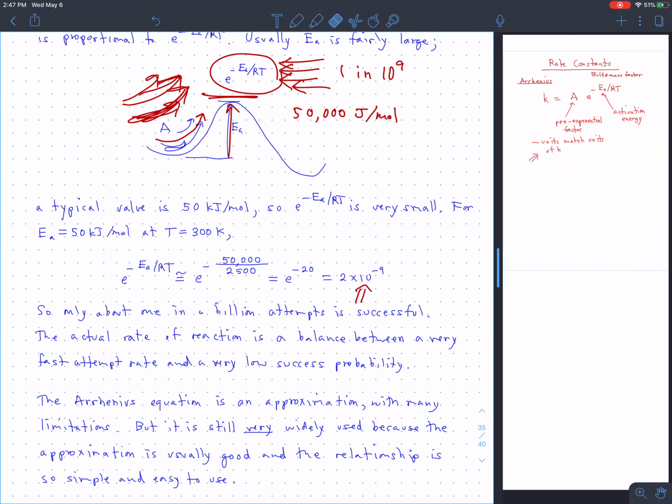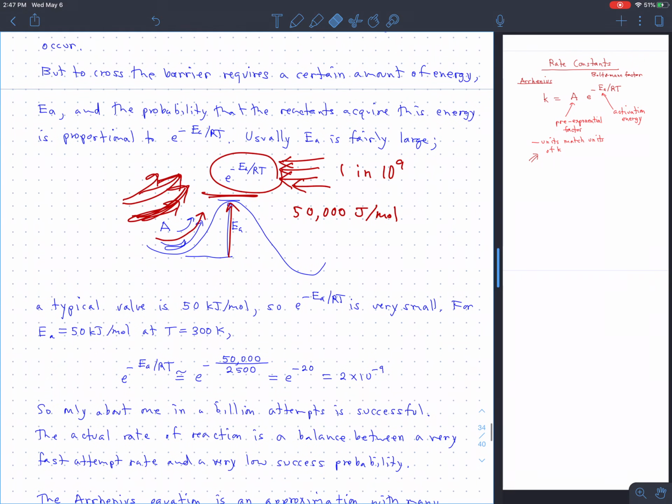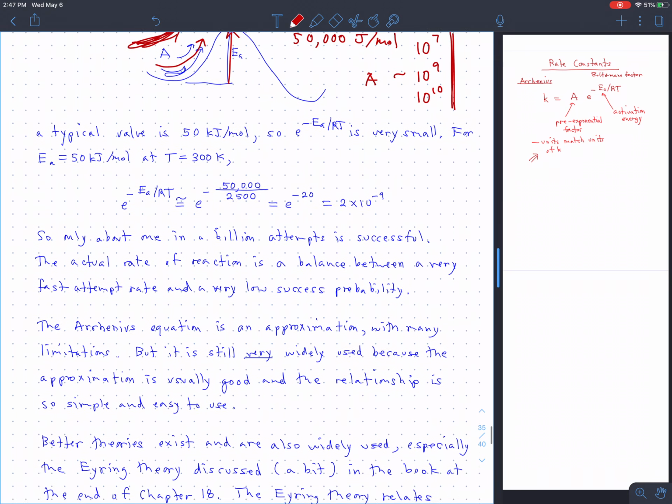All right, so a typical value for the pre-exponential factor A is typically on the order of 10 to the 9th itself, or even 10 to the 10, or 10 to the 7. I mean, there's a fairly big range for the values of A. It depends on the reaction a lot. But they're big enough so that they can largely compensate for the very low success probability for each attempt.